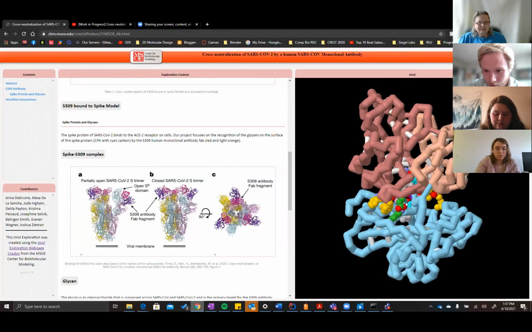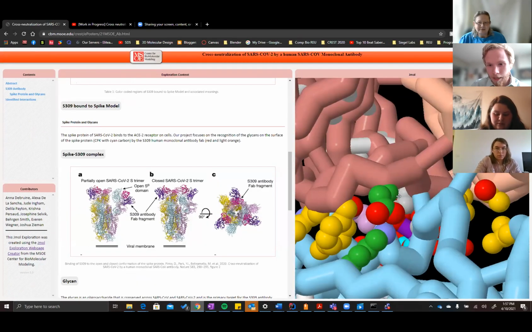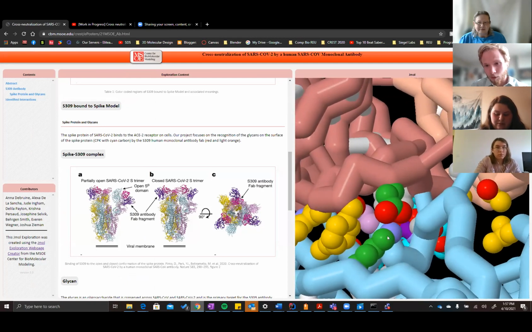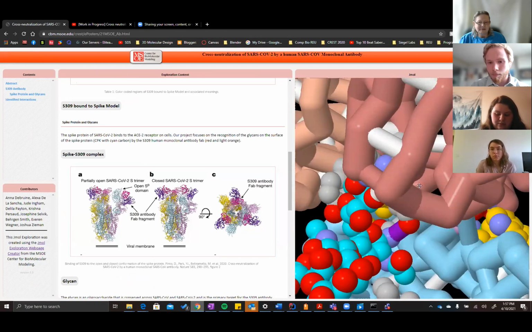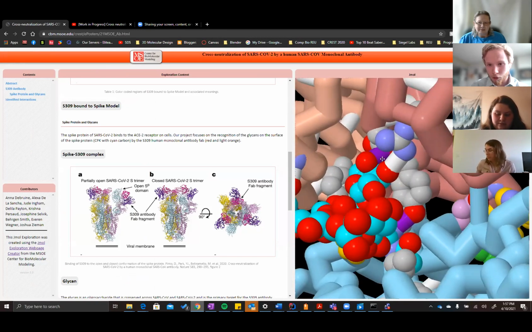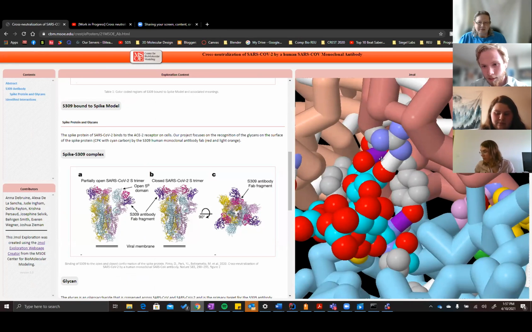So here you can see that we have an ionic bond between a glutamate and a lysine here. Then we have a yellow hydrophobic pocket. And then we have these purple struts here. Those are all dipole interactions.